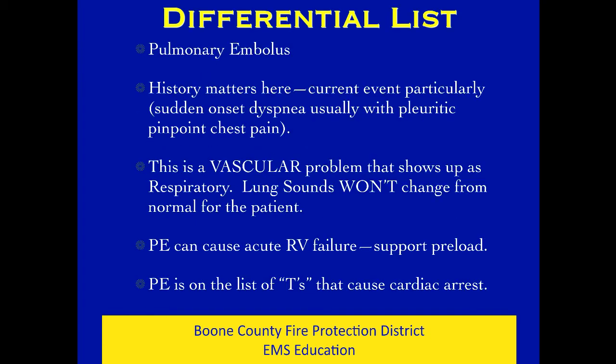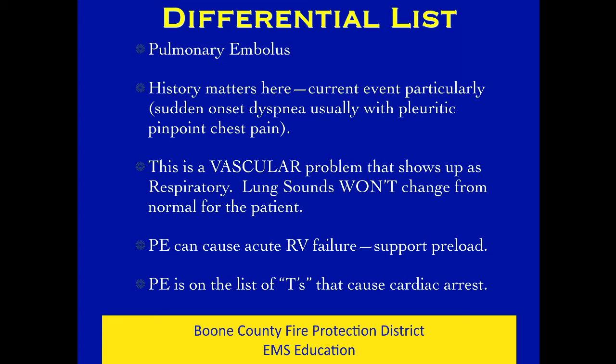Next on the list is a PE, and this is typically assessed in the field based on history. Sometimes these people have a suddenly sedentary lifestyle, a long airplane flight, a long bone fracture in the leg, and they're not as mobile as normal. They may have had some leg pain where the clot developed and then it broke loose and traveled. But typically this is a sudden onset of dyspnea.